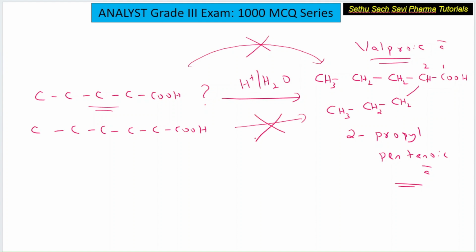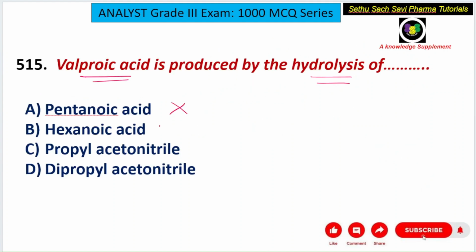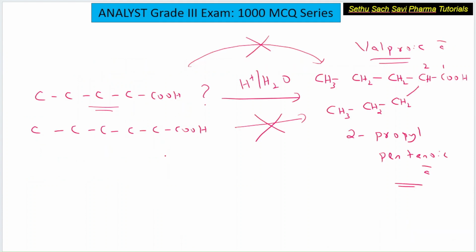So this also will not give valproic acid. So both A and B are wrong. Now let's look into the C choice, propyl acetonitrile. Acetonitrile is also called methyl cyanide. CH3CN is called acetonitrile. Now the choice was propyl acetonitrile.